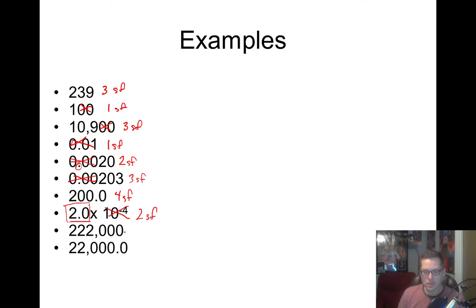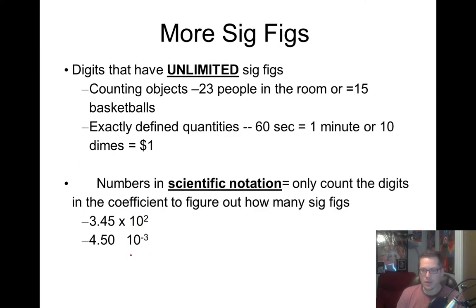And then 222,000, trailing zeros, no decimal point, so this has 3 sig figs, and 22,000 with a decimal point, so 1, 2, 3, 4, 5, 6 sig figs. Pretty easy. Now this just goes back to what we were talking about before. Unlimited sig figs are counted objects and exactly defined quantities. We already went into that.